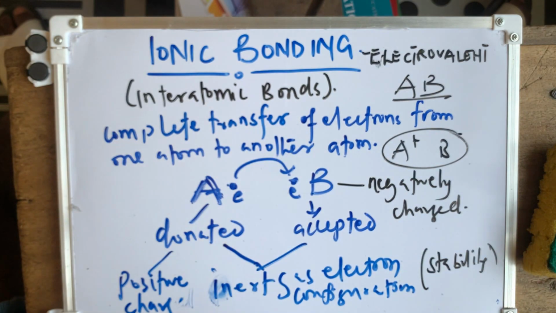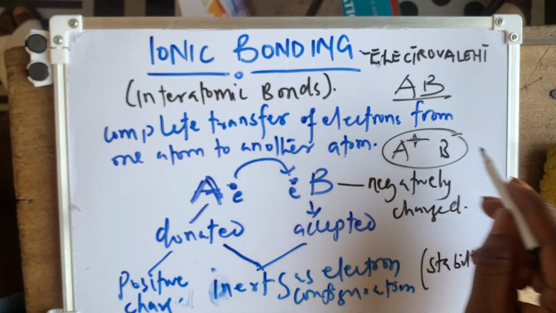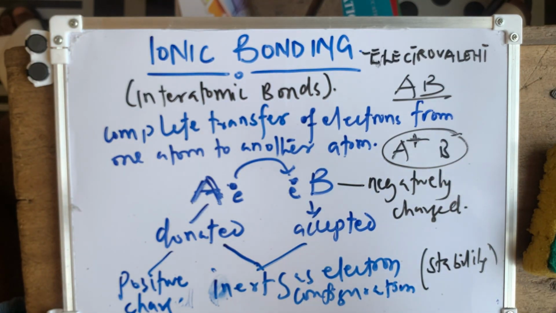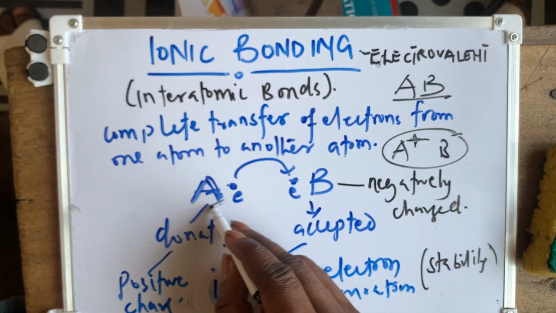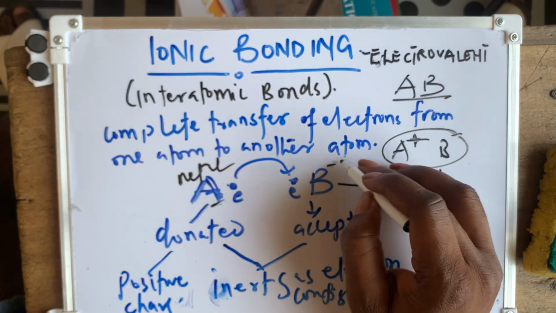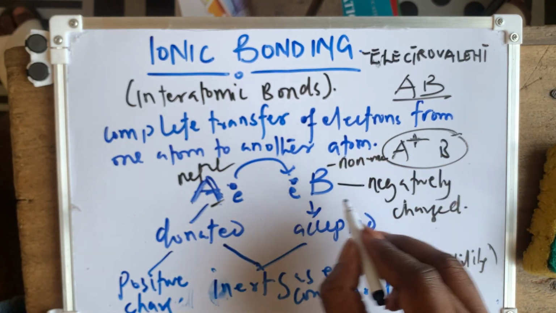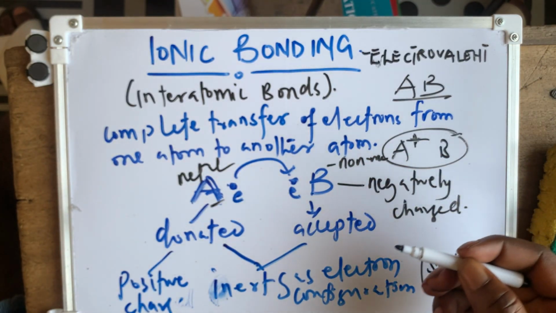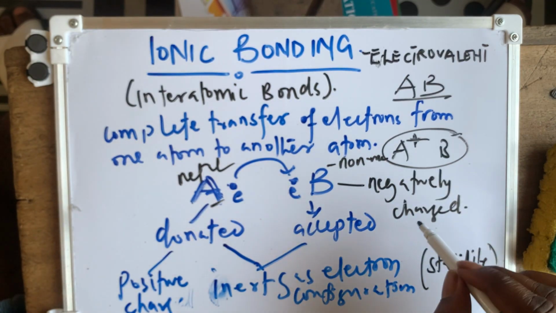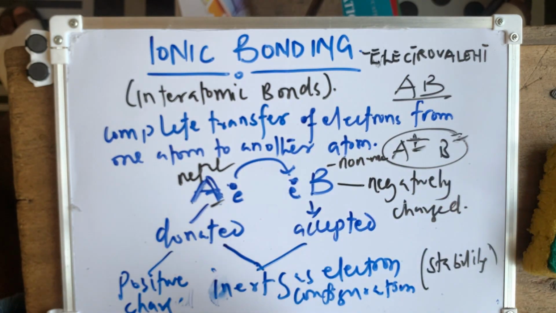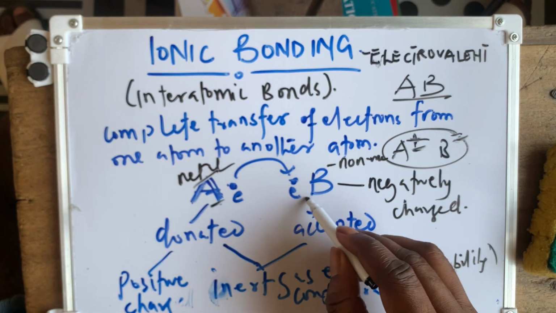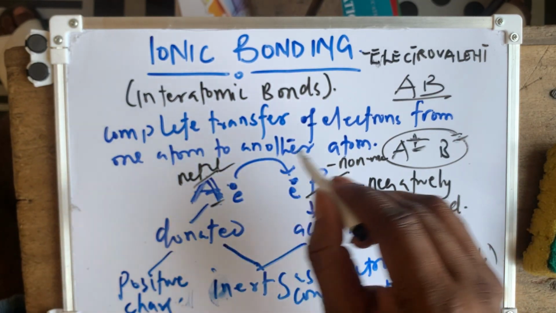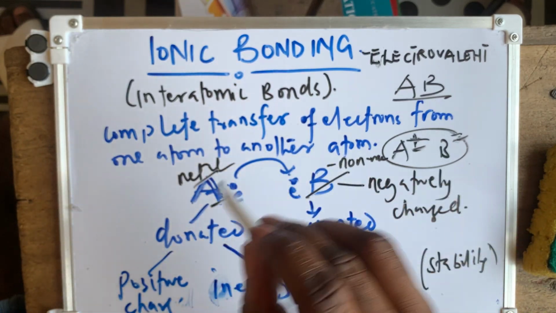Therefore, it would be wrong to say that ions form an ionic compound. We don't say that. When a metal reacts with a non-metal, in this case A is a metal and B is a non-metal, they form an ionic bond, and the compound is called an ionic compound. It's the metal reacting with a non-metal; when they react, the compound formed is called the ionic compound.